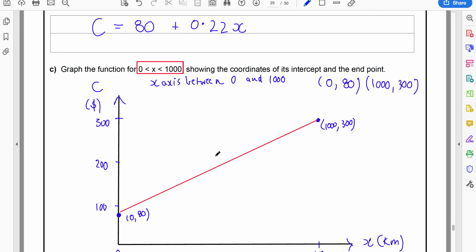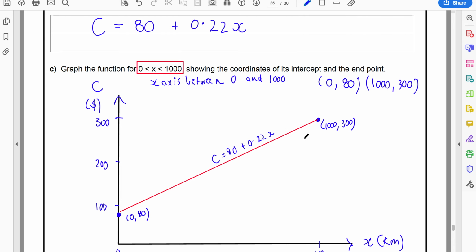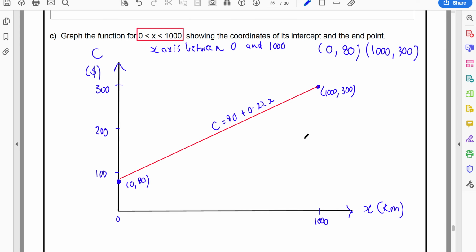Finally, I'll label the graph. So it was C equals 80 plus 0.22x. And I've got labels on my axes as well. So as you can see, we've just graphed it. We've shown the intercept, which was here, and we've shown the end point. This here is called the end point because it's where the numbers on our x-axis had to end, because that's where we were told to graph to. So it's where your graph ends, basically.